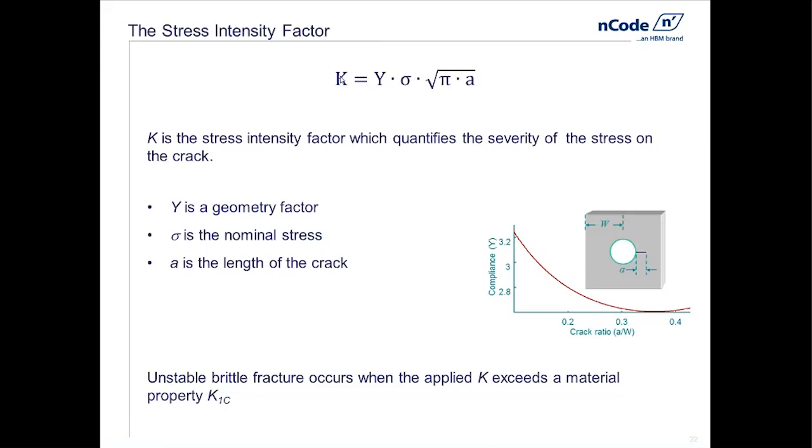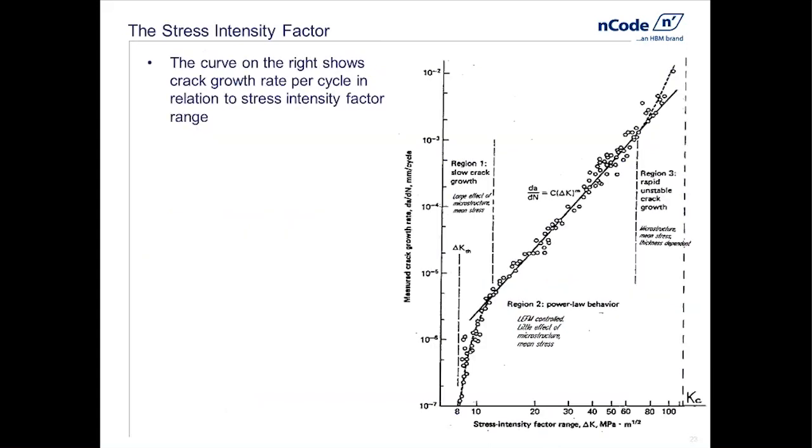Don't let the crack get too long to cause fast fracture. And if it doesn't fast fracture, then every cycle can cause the crack to extend just a little bit longer. And that brings up this thing that we call the crack growth curve. And the crack growth curve looks like this. It says that the crack growth rate per cycle is related to the stress intensity factor range. It's called a dA/dN delta K curve.